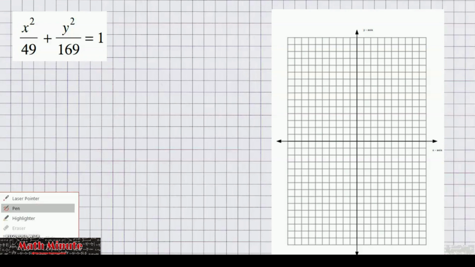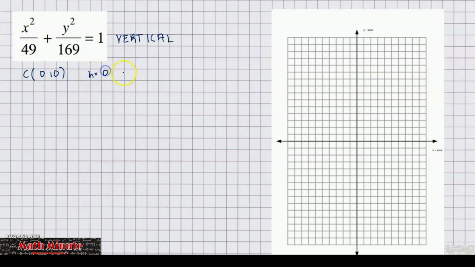Okay, on this example, we know that this will be a vertical ellipse since the highest denominator comes with y. So the center here is 0, 0, meaning h is 0 and k is 0. For your a, that will be the square root of 169, which is 13. b is the square root of 49, which is 7. So we just need to write a, b, and c here.